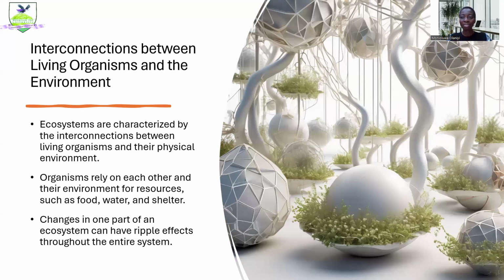Are living organisms interconnected with their environment? Sure. Ecosystems are characterized by interconnections between the living organisms and the physical environment. Organisms rely on each other and the environment for resources like food, water, and shelter that they require for sustenance. And if there is a change in one part of an ecosystem, it can have a ripple effect throughout the entire system.